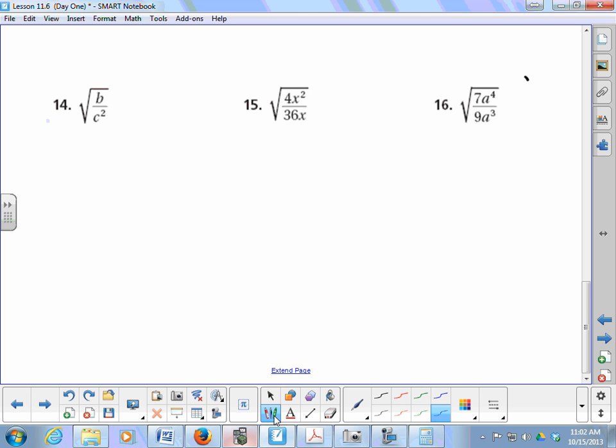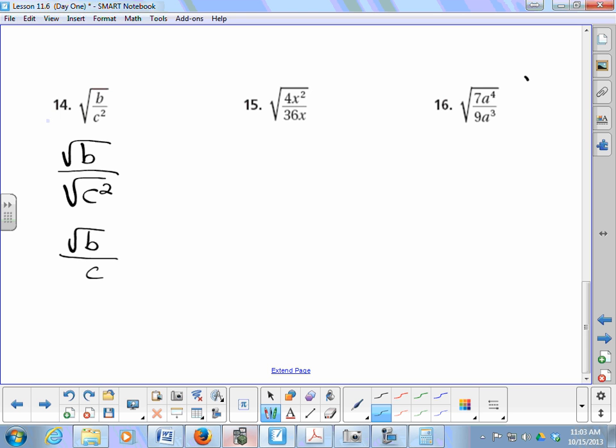Okay. The quotient rule says I can rewrite this as the square root of b over the square root of c squared. Is there a square root of b? No. What about the square root of c squared? C. So this is the square root of b over c.